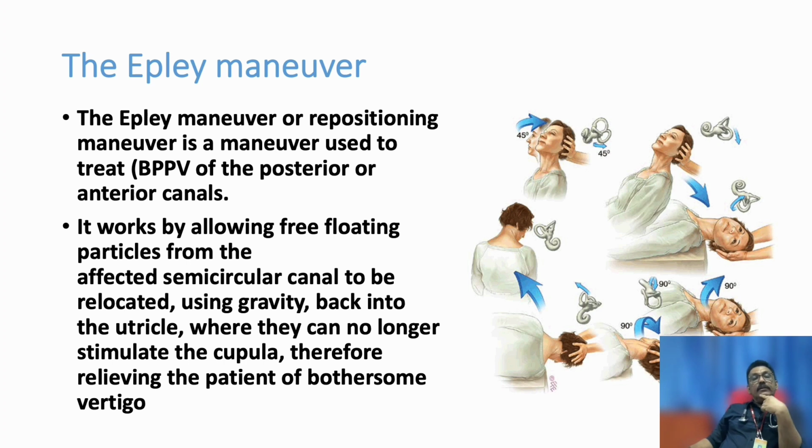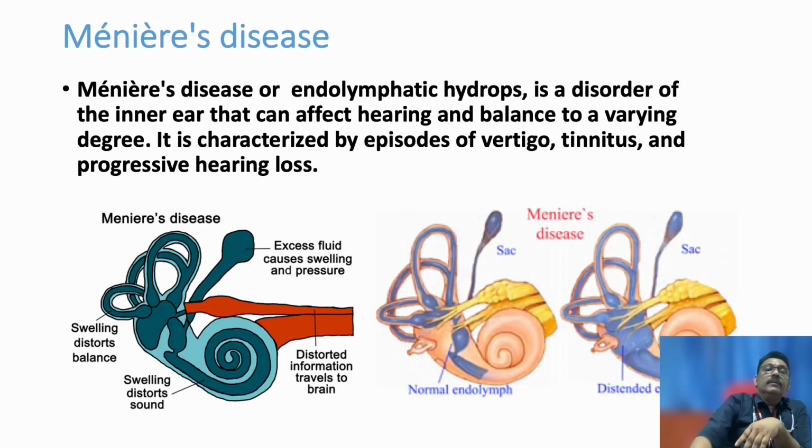Now another maneuver, that is Epley's maneuver. With Epley's maneuver, you can treat the patient. Actually, the treatment of benign positional vertigo is repeatedly doing this maneuver and dislodging that otolith from the semicircular canal. So that helps the patient to relieve the symptoms of vertigo in benign paroxysmal positional vertigo.